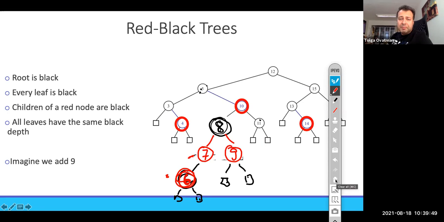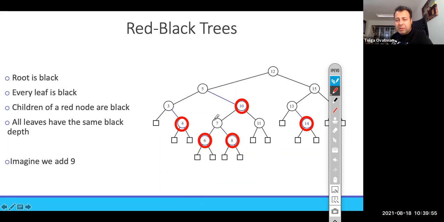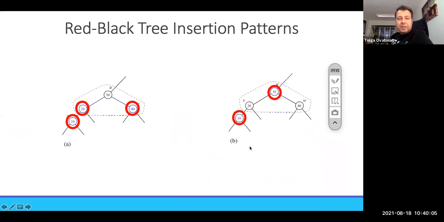solve my problem. So what is going to be the solution is, now we will see that there are some patterns when you need to make this one red as well, and then there are 2 reds, and then you need to restructure this tree. Okay. So let's have a look at this one.